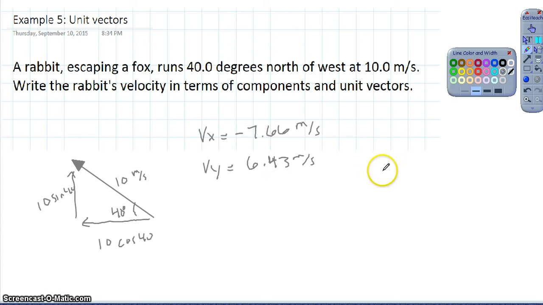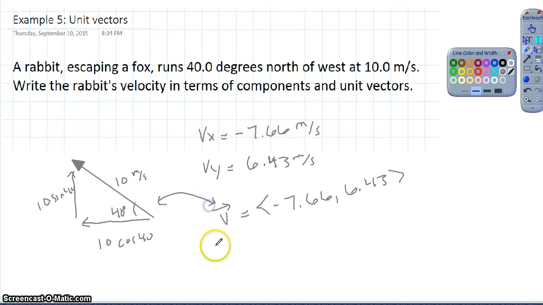Okay, so in terms of the components, I've got it right here. So again, in terms of how I could write that as unit vectors or in a vector component form, I could also write this exact same thing as negative 7.66 comma 6.43, right? So if I define my velocity vector as this, it means the exact same thing as my 10 meters per second at that angle, right? This truly does equate to that.